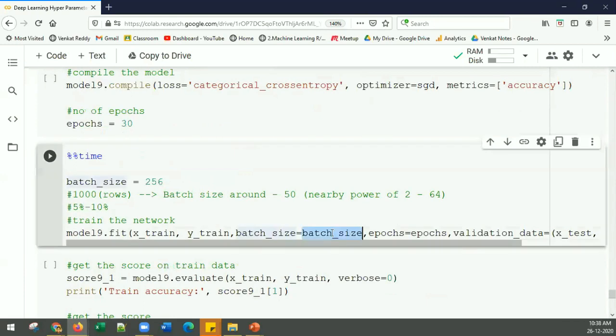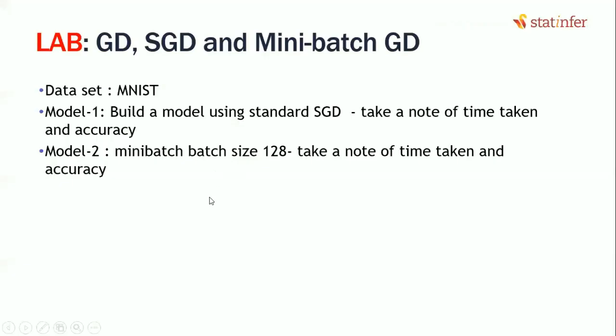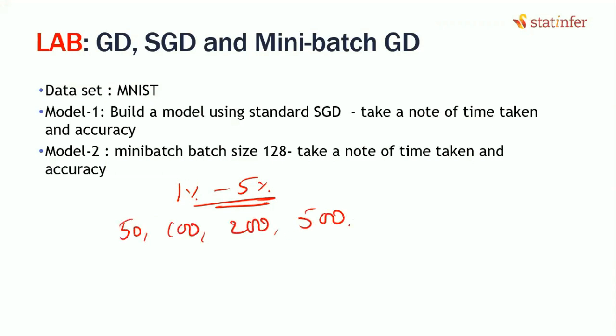Let me check. Batch size 256, batch size 128, batch size 100, and all that. My suggestion to you is always choose the batch size to be 1% to 5%. But we humans choose the batch size to be 50, 100, 200, 500, 1000, 2000, 5000, like this. This is not the better way to do it.